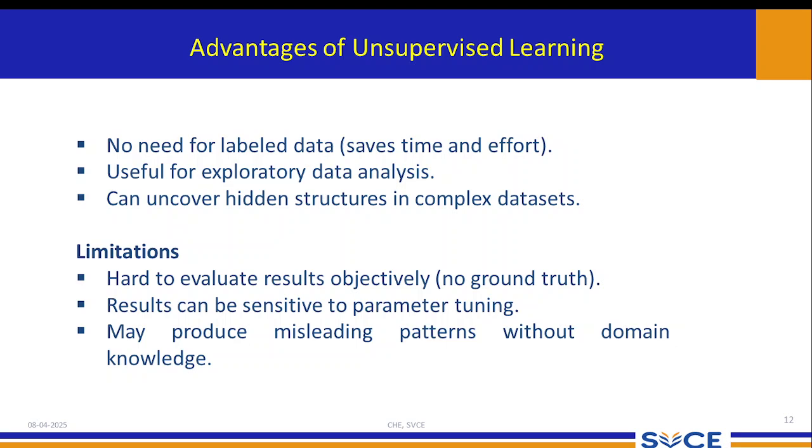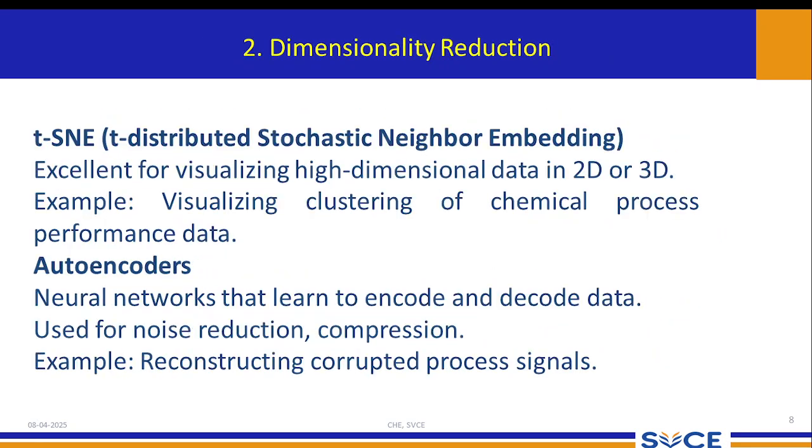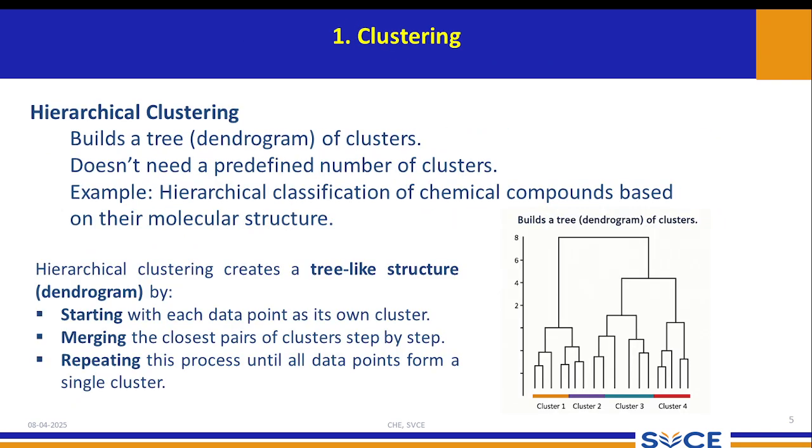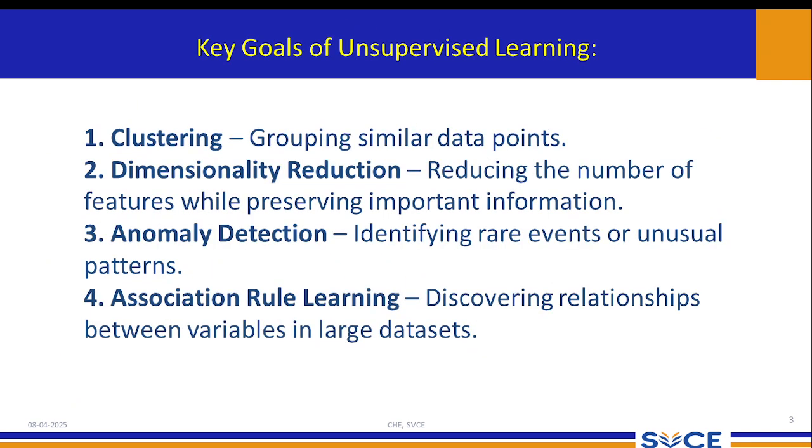So this is how I would like to refresh. Going back to the previous slide, we are going to see a few examples in the next video. I would like to give a quick overview of today's lecture. We have unsupervised learning, under which we have four categories: clustering, dimensionality reduction, anomaly detection, and association rule learning. So we have categorized the data under these four categories.